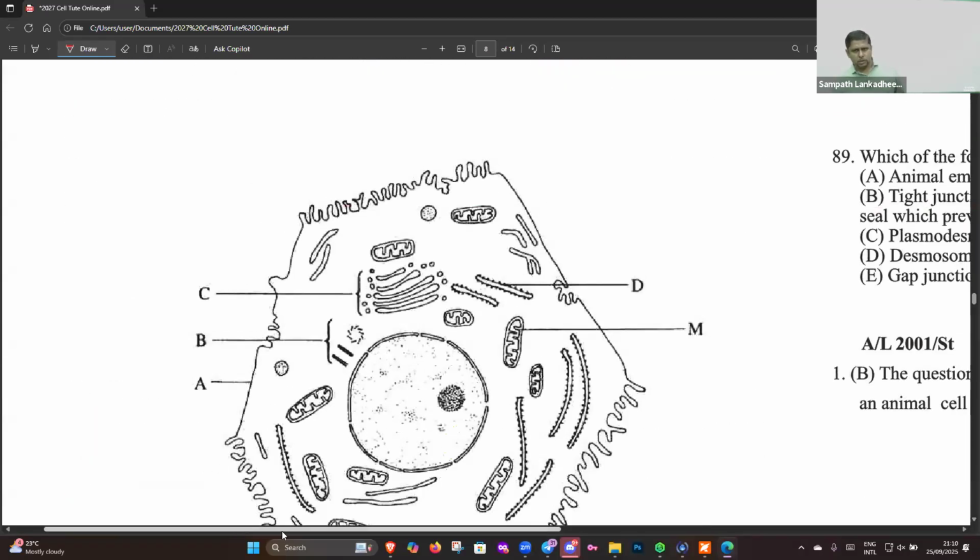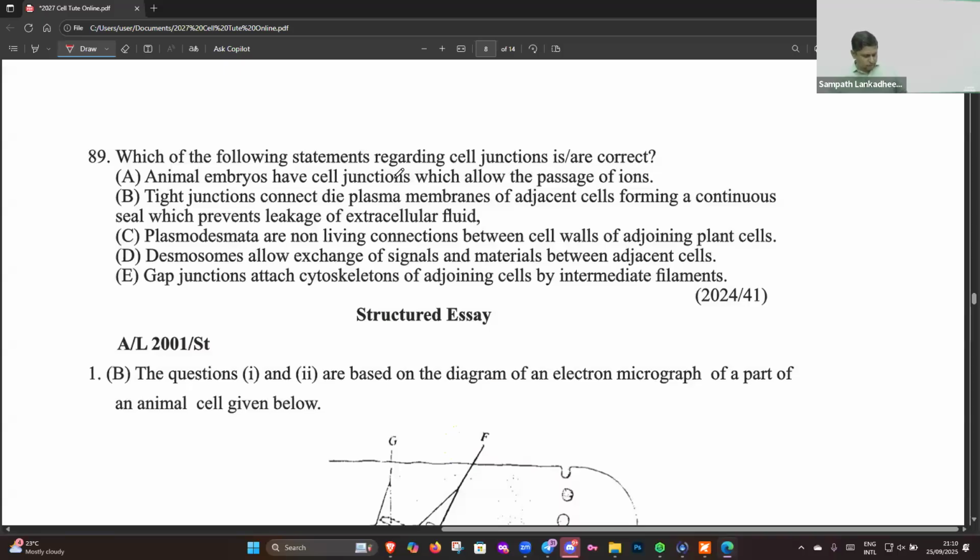Moving to the last question now. Which of the following statements regarding cell junctions is correct? Animal embryos have cell junctions which allow the passage of ions, correct. Gap junctions. Tight junctions connect the plasma membranes of adjacent cells forming a continuous seal, correct. Plasmodesmata are non-living connections between walls, no. Desmosomes allow exchange of signals and materials, no. Gap junctions attach cytoskeleton of adjoining cells to intermediate filaments, no. So we have the answer AB here.